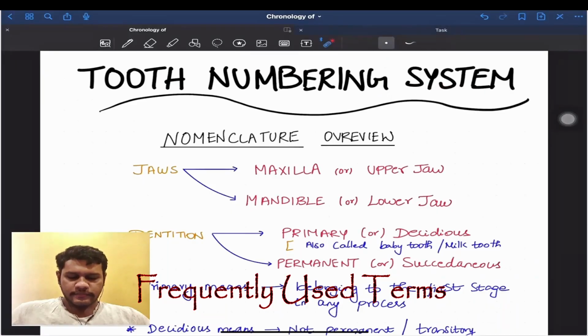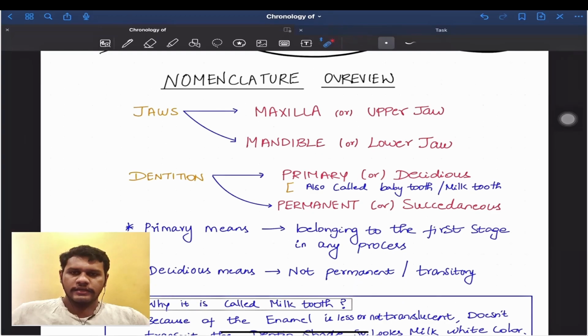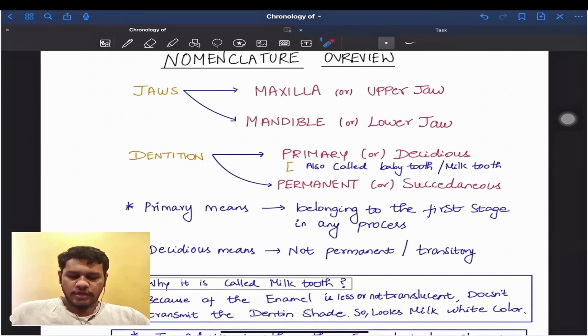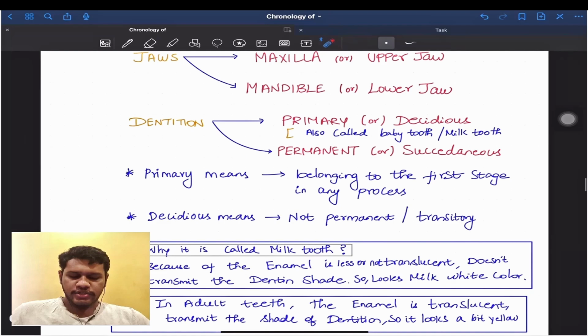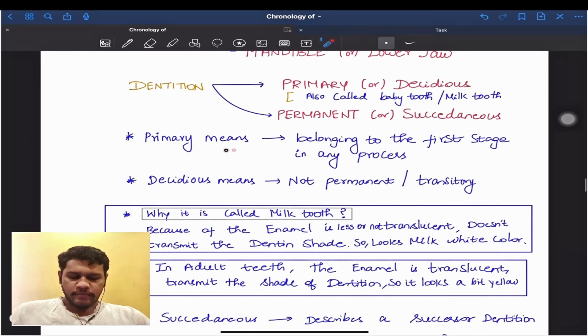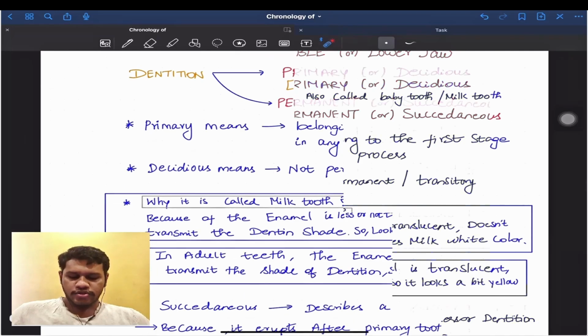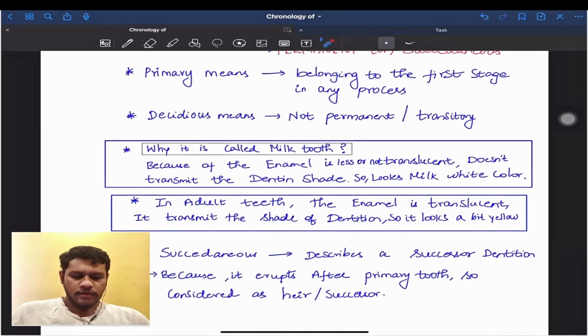Tooth numbering system. The common nomenclature are the terms used in dentistry: jaws, maxilla, mandible, dentition, primary and permanent. The primary means belonging to the first stage in any process. It is the first stage of the dentition, so it's called a primary dentition. Deciduous means not permanent or transitory.